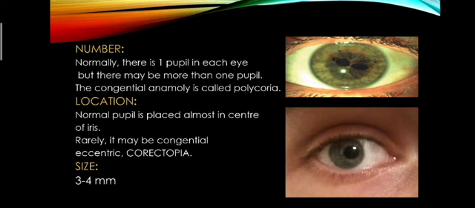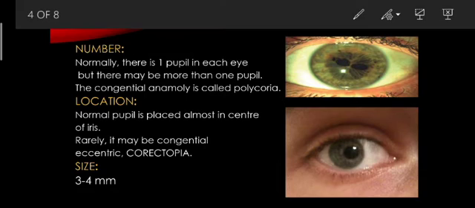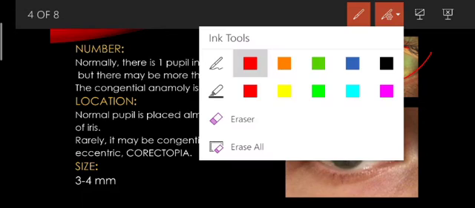Normally, there is one pupil in each eye, but there may be more than one pupil also. Here, in this image, we can see that this iris has two pupils. This one is the first, and this one is the second. This type of condition is known as polycoria, where the eye has more than one pupil.